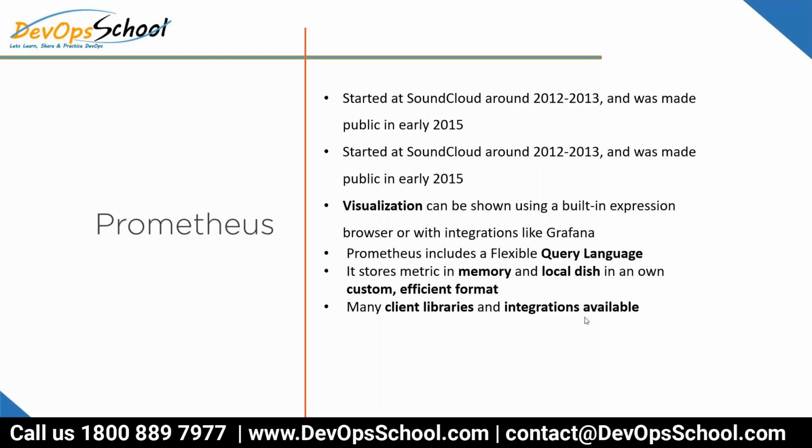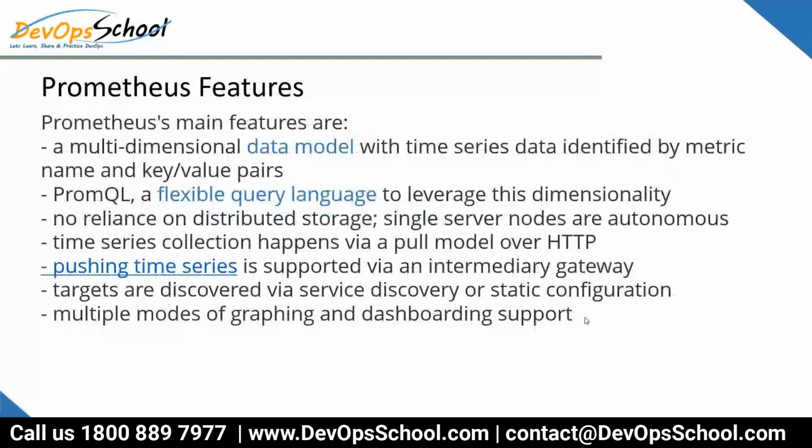Some of the features: the data model is multidimensional, with time series data identified by metric name and key-value pairs. If you want to query, you have to use PromQL, a flexible query language to leverage this dimensionality. Again, it is pull based, and there are a few options available for pushing. That's the push gateway, which I'll talk about a little later. Now, which companies are using all this? These are the companies that are mainly contributors and users of Prometheus.